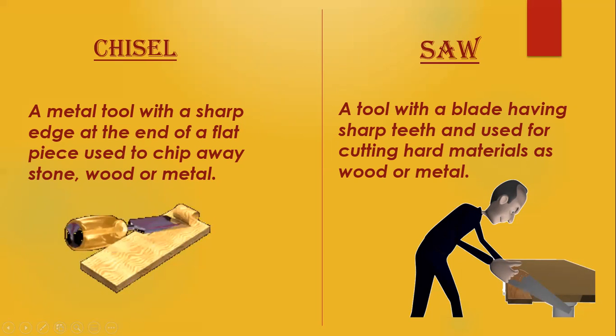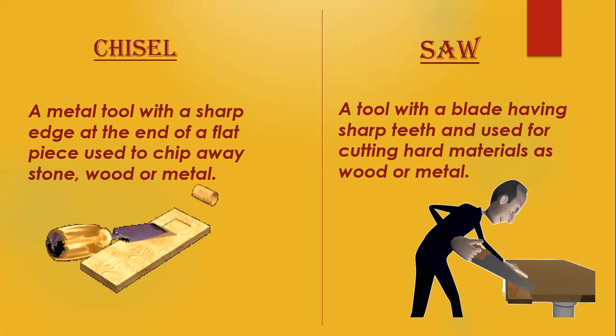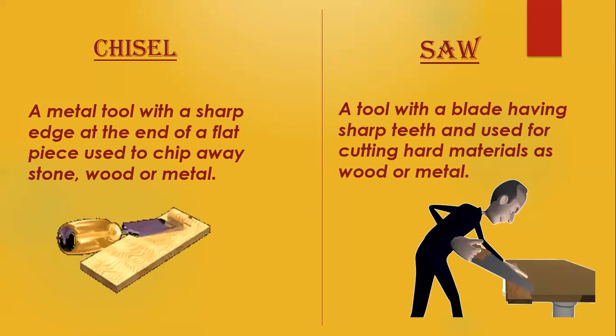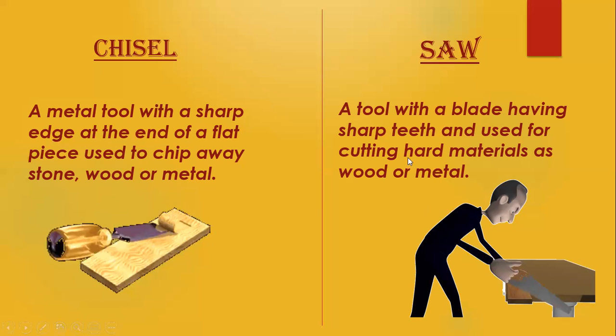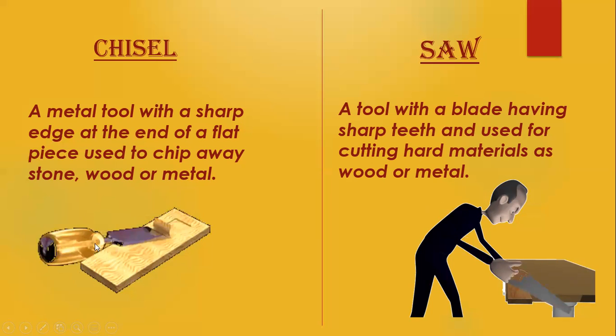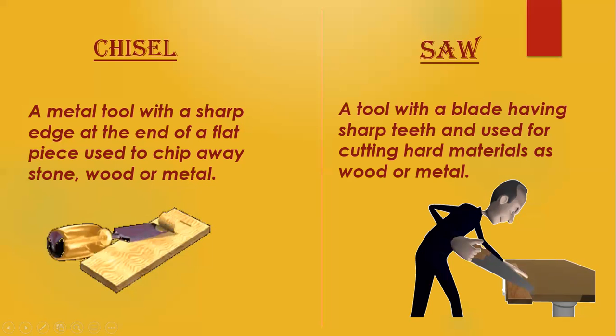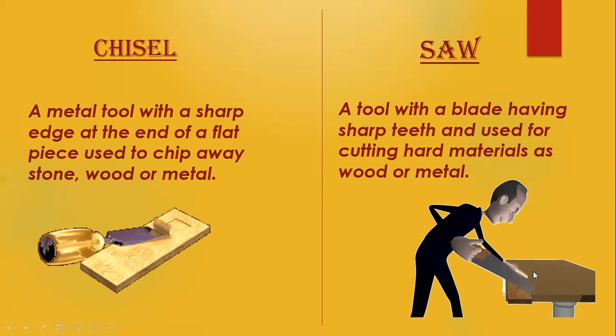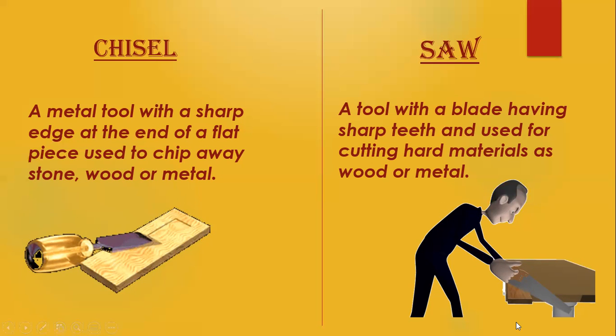Nowadays we also have very modern saws that are electrical and work more properly, but we have to use them very carefully. You can say that it's like a sharp knife. Look, it has sharp teeth and is used for cutting hard materials such as wood or metal. This is saw. This is chisel. I hope you all understand, by seeing these animated pictures, how these tools are used.